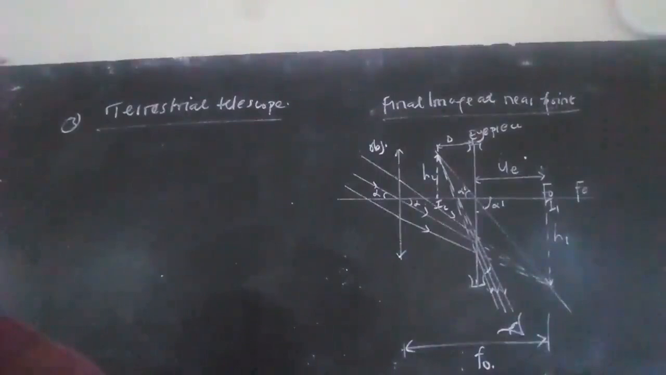The objective lens forms a real image of a distant object at its focal point. This acts as a real object for the erecting lens, which forms a real erect image at the same size as the inverted image formed by the objective. So let us see how it works.